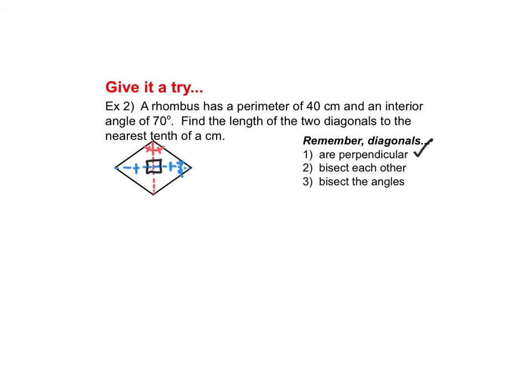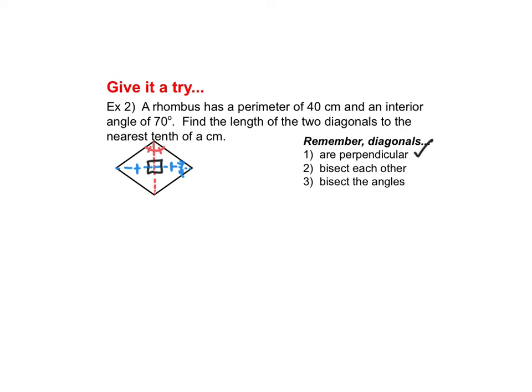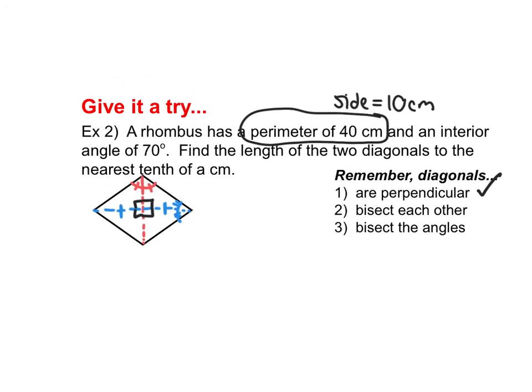Now, because it tells us that the perimeter is 40 centimeters, remember that in a rhombus, all of the sides are equal. That means that each side is 10 centimeters. So I can come back to my diagram and maybe label this side right down here as 10 centimeters.